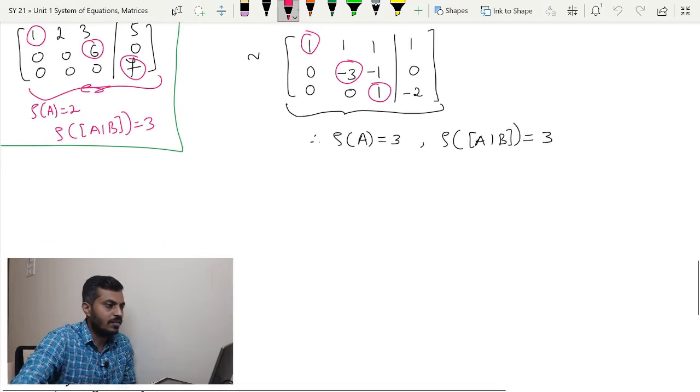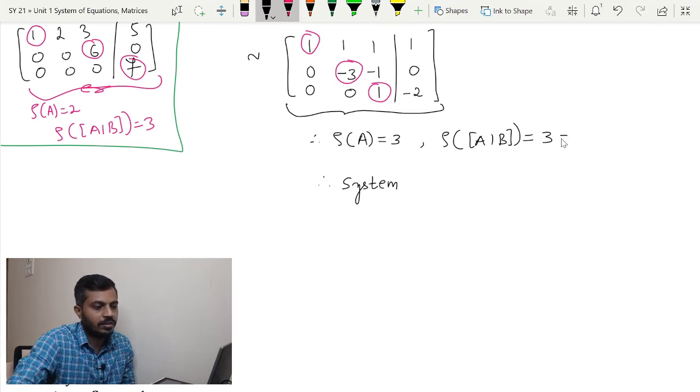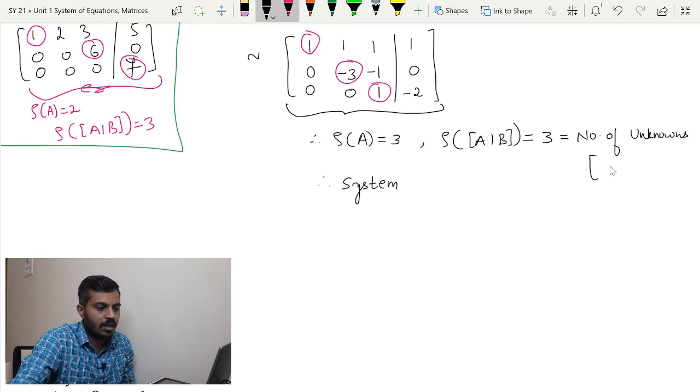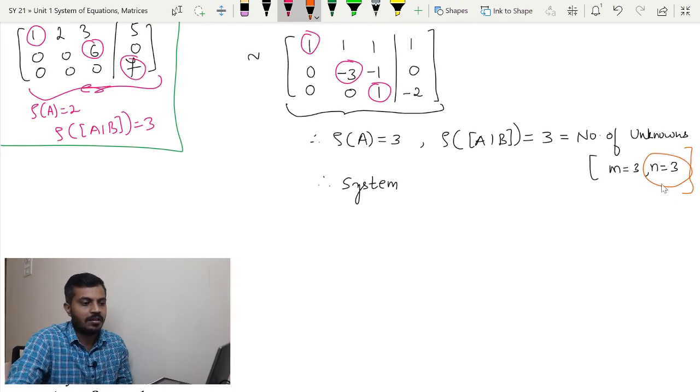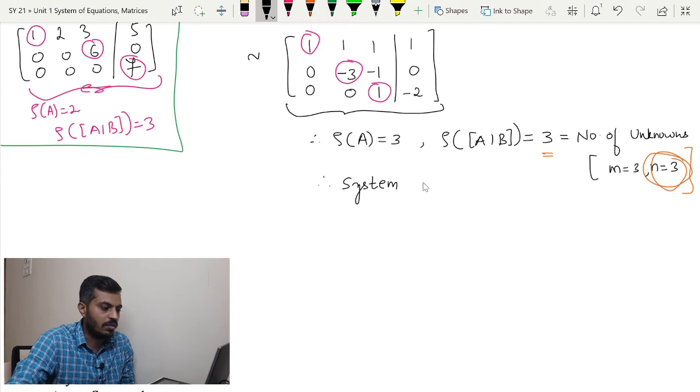Now let us come back to our problem, and you can see that the ranks are equal. So therefore the system has a unique solution. Equal, and further they are equal to what? The number of unknowns. Because in this example our value of m is 3 and the value of n is also 3, and this value is important to us, because we got the ranks to be 3 and this value is also 3, that is the number of unknowns. Therefore the system has a unique solution.